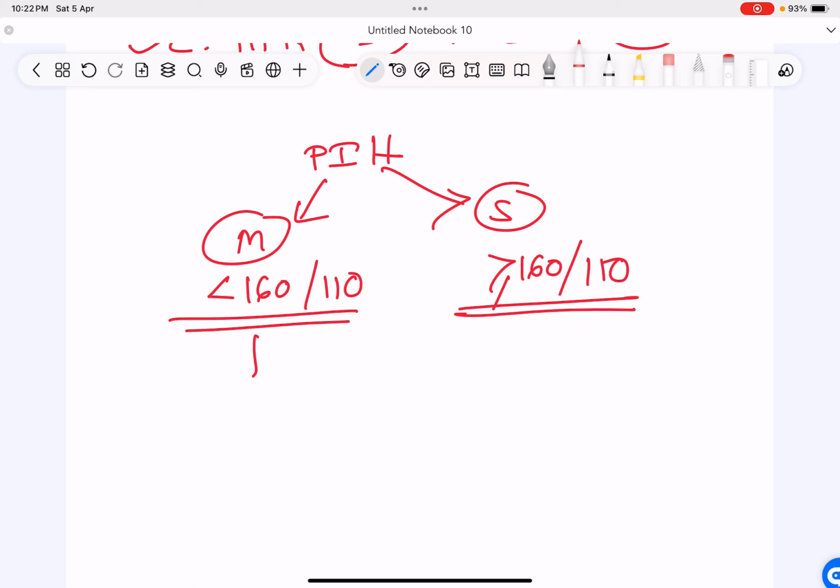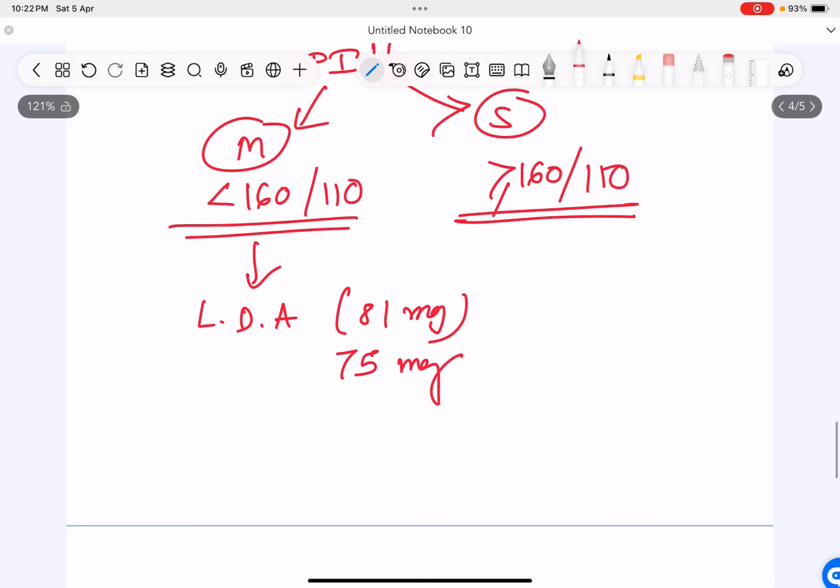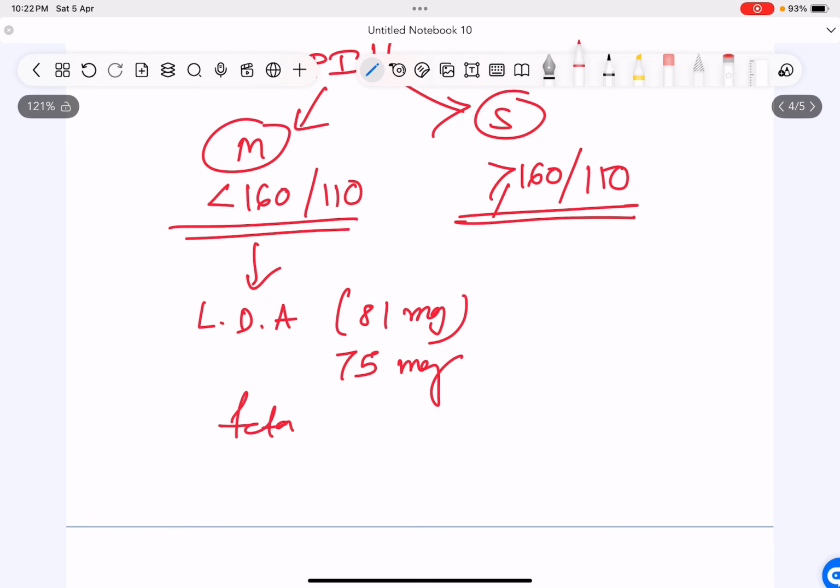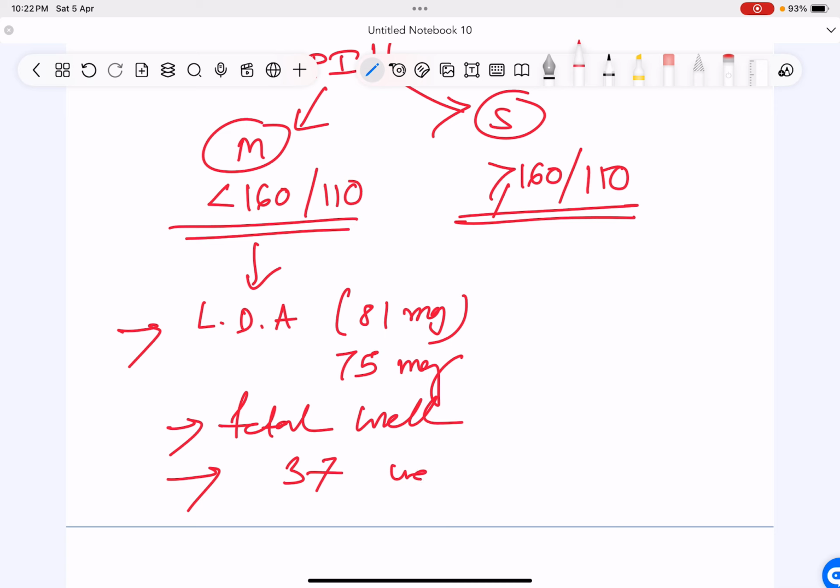Now, what is the treatment for mild? You should start only aspirin, low dose aspirin, 81 mg. But India doesn't give 81 mg tablets. We have 75 mg tablets of aspirin. And check the fetal well-being and deliver at 37 weeks. So delivery at 37. All three of these questions can come. Should you start antihypertensive? The answer is no. We don't start antihypertensive in mild PIH or gestational hypertension.